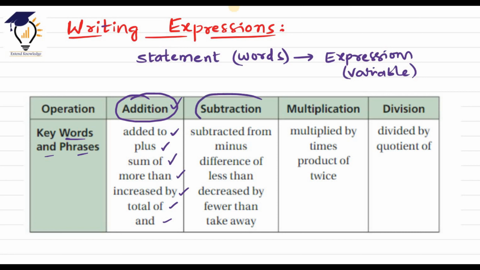Similarly, for subtraction you can see these phrases: subtracted from, difference, less than, fewer than, take away, which point to subtraction. For multiplication, we have a few phrases: product of, twice, times, multiplied by, like that. And for division, there are two phrases we use more often: divided by and quotient of. So let us apply these phrases to real problems and see how it looks when we put it in a statement and convert it into an expression.